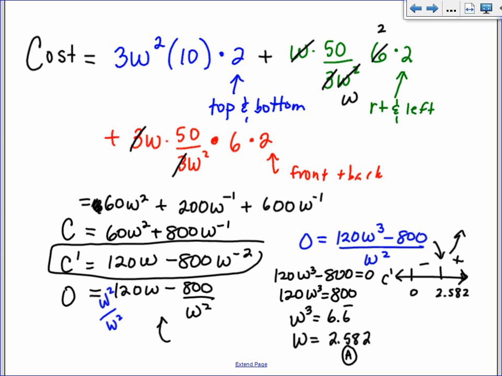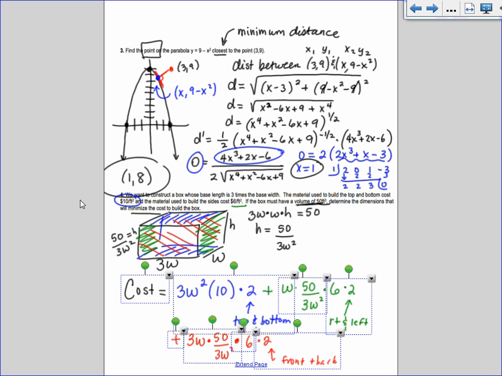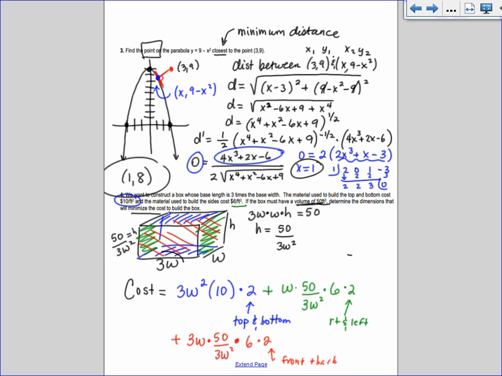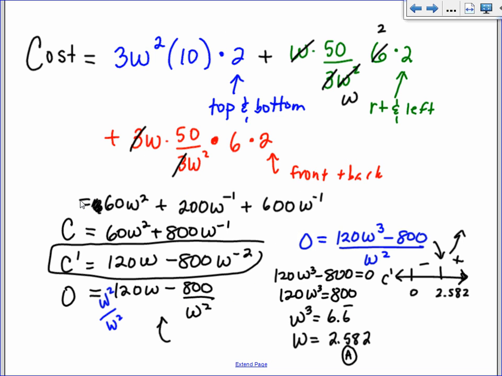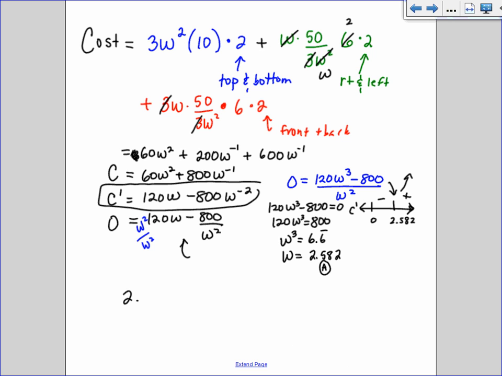All right, so what did it ask for? Did it ask for the dimensions? Yeah, so your dimensions, if you go back to your picture, you have 3w times w, and then you had 50 over 3w squared. So your dimensions are going to be, that's why I told you to store it. So you have 2.582, that's the w, and then times 3. So the 3w is 7.746. And then like you got to do the 50 divided by 3w squared, so I'm going to do 3A squared.